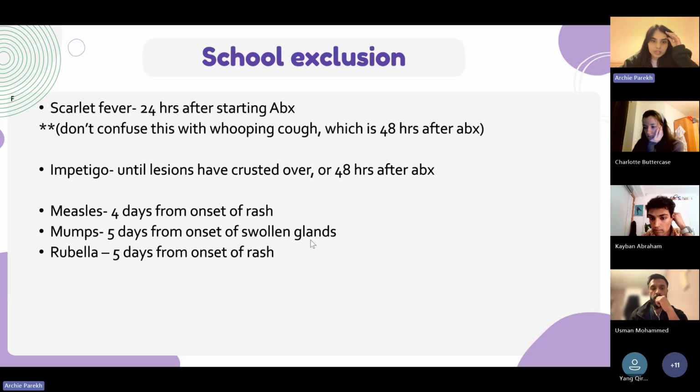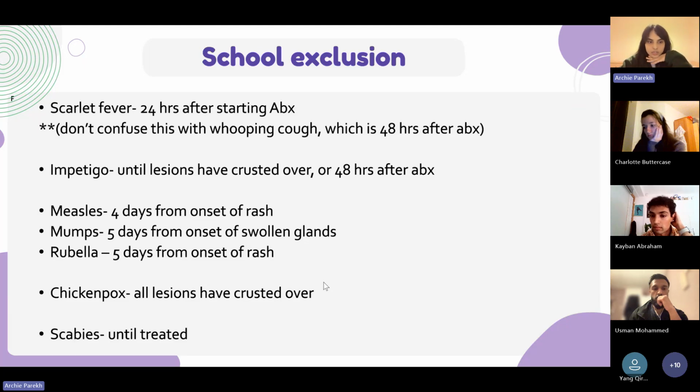And mumps is also 5 days from the onset of swollen glands. Chickenpox, you exclude them completely until all the lesions have crusted over. And scabies, until they're treated, you keep them at home.